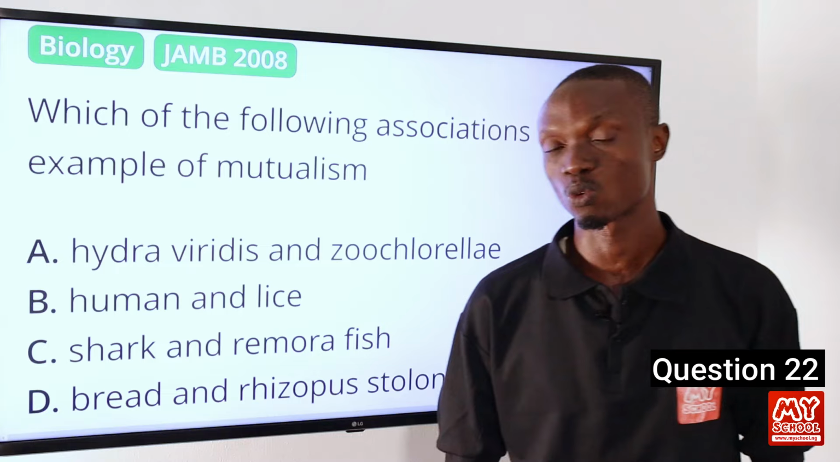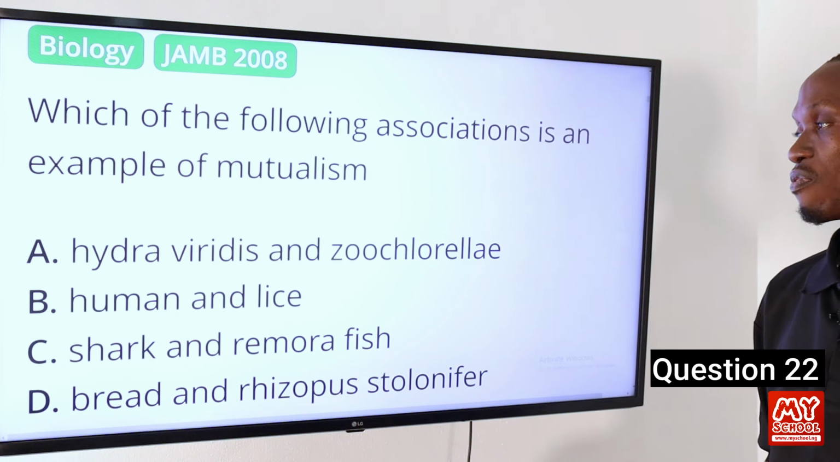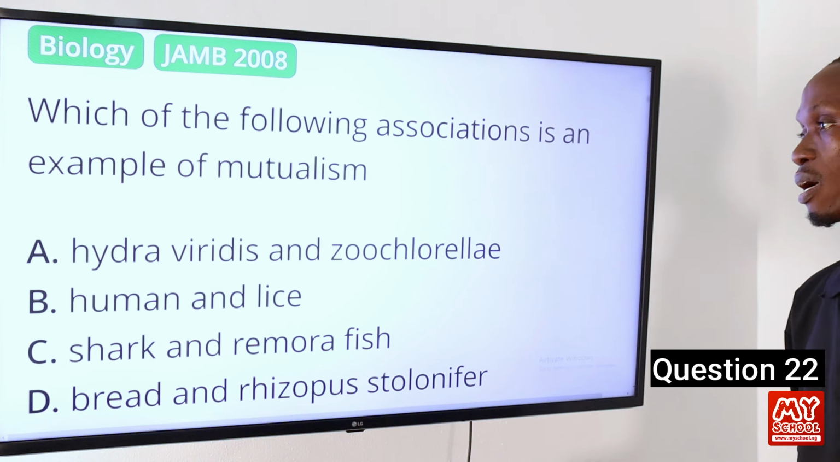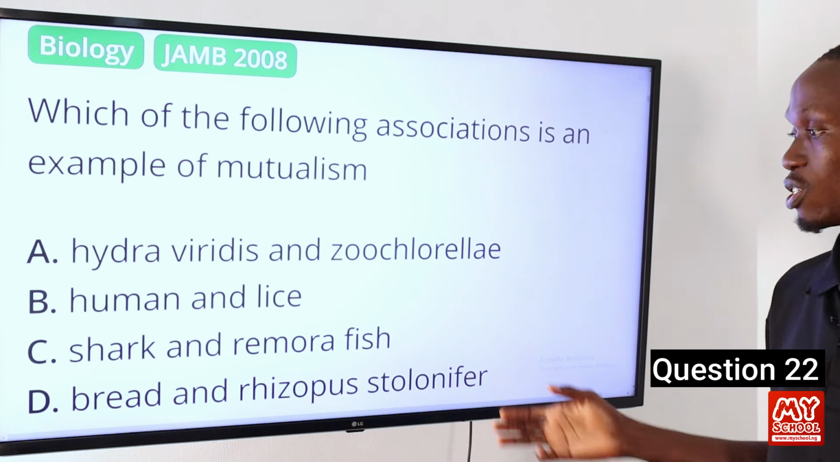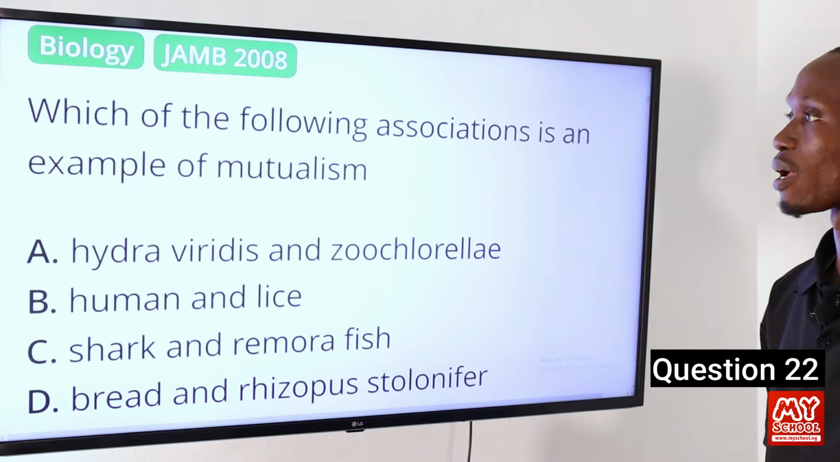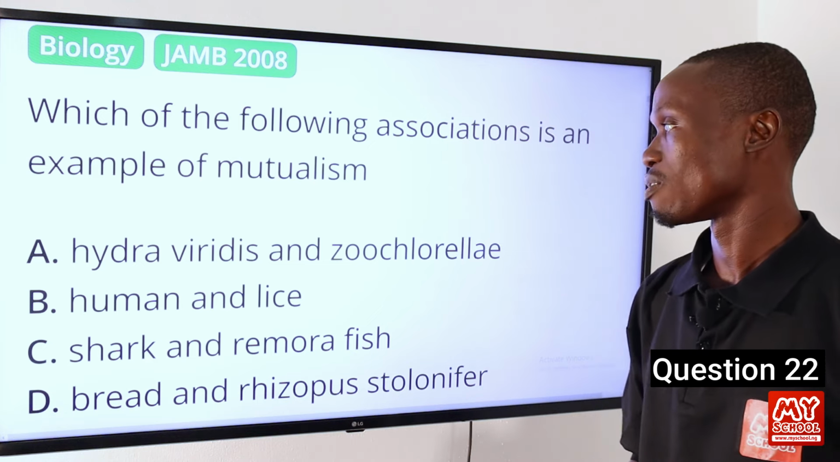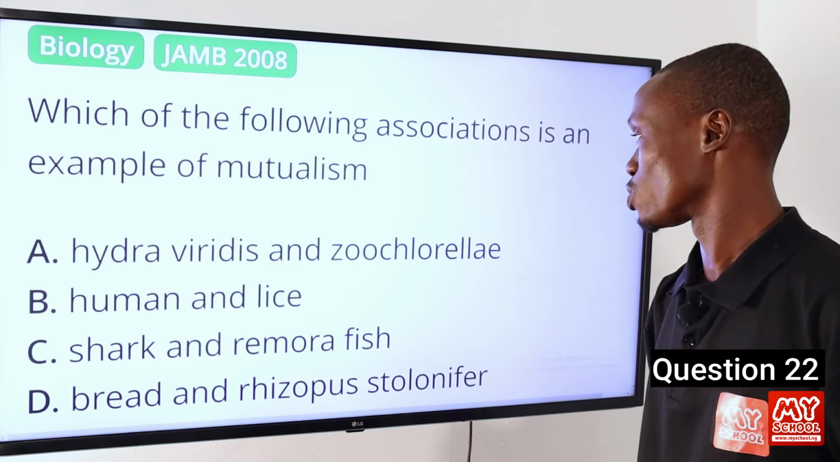Moving on to question 22. Which of the following associations is an example of mutualism? A. we have Hydra, Pharidis and Zuchlorella. B. human and lice. C. shark and remola fish. While D. bread and Rhizopus stolonifer. So the answer to this question is option A, Hydra, Pharidis and Zuchlorella.